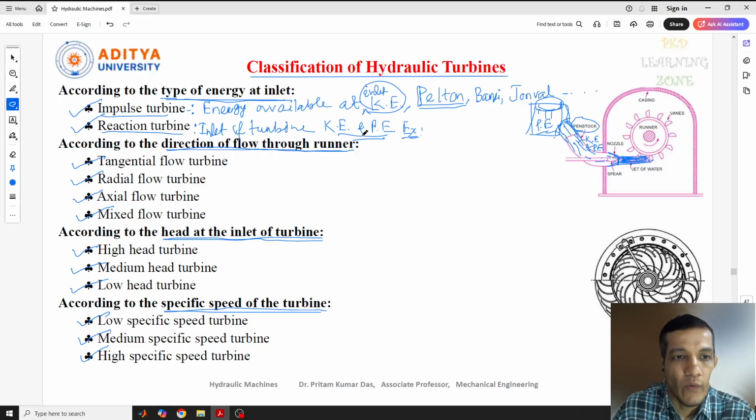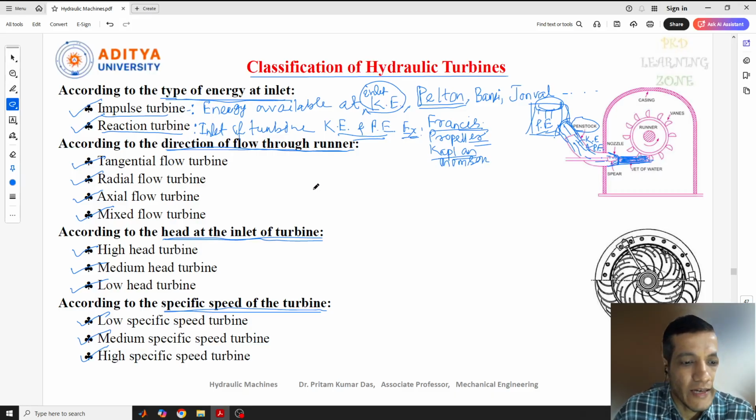And what are the examples of this reaction turbine? Examples are the Francis turbine, the propeller turbine, and the Kaplan turbine. The Thomson turbine is also there, and many more examples. Of these, mostly the Francis turbine and Kaplan turbine are used, sometimes the propeller turbine also.